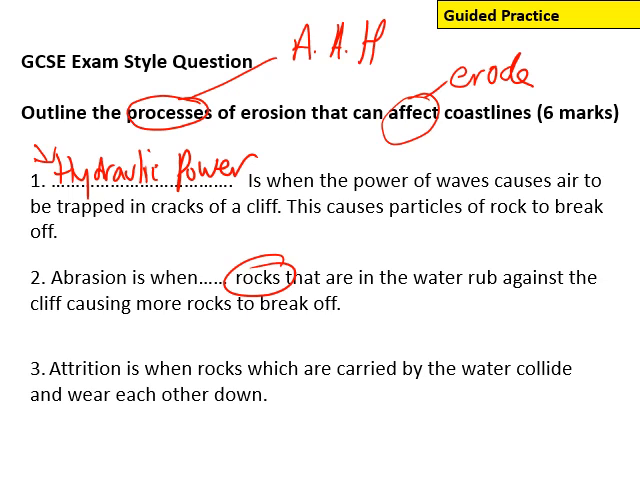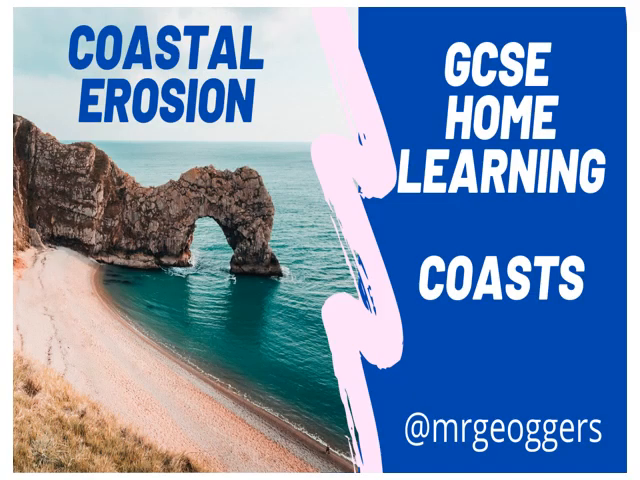And your third one there is attrition, is when rocks which are carried by the water collide. Good word, collide, in there. 2 T's in attrition, 2 L's in collide. Okay, erosion then. 3 processes of erosion that we've looked at, and that is the introductory first lesson to coasts.